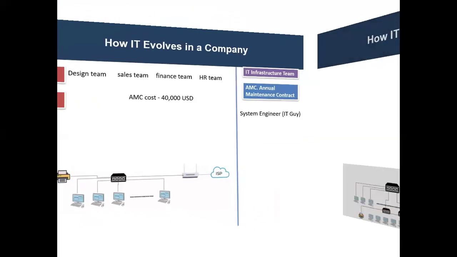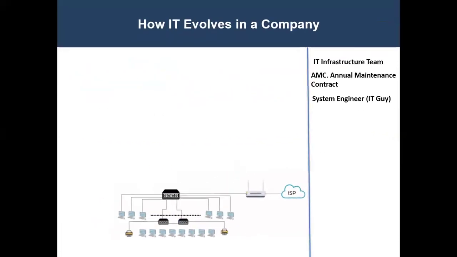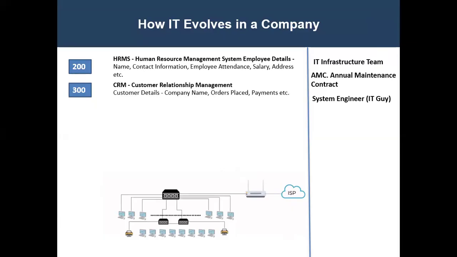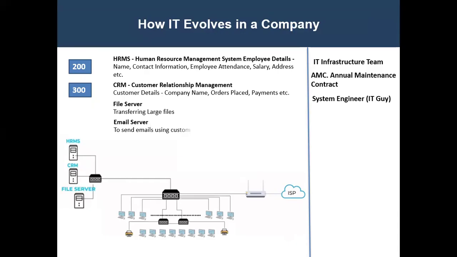Now the next year, what happens? Again, we increased our business, the IT assets, and the team also increased. Now we can see that 200 people are on the team and we have 300 IT assets. We have different HRMs, like human resource management systems. We have CRMs. We have file servers. We have email servers, which have been perfectly designed to deliver email within our domain. So this is how the services are designed.